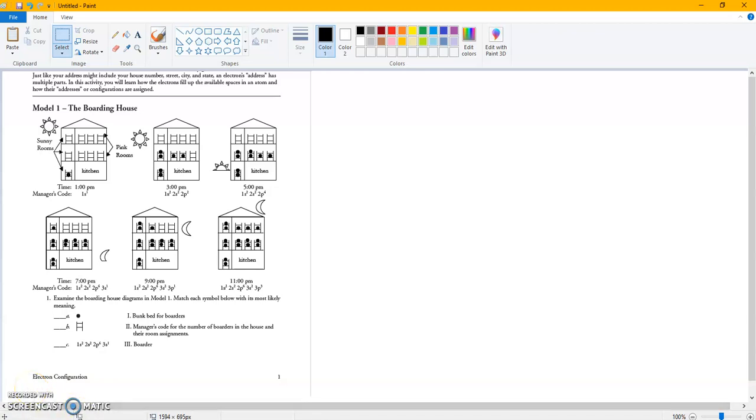Today we're going to go over the electron configuration packet. So hopefully you've already read through it so you have an idea of what is going on, and then I can help clear up any of the misconceptions.